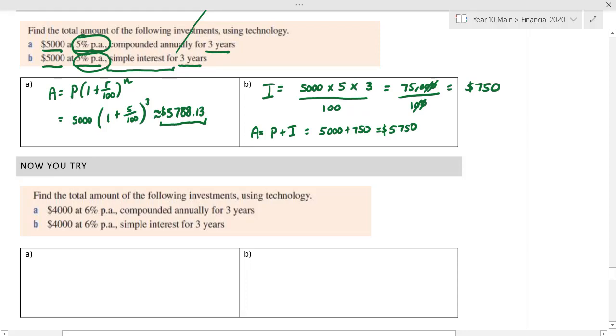I'll pause this, have a look up here, have a look for a similar question, and if you can, see if you can do this yourself. All right, pause it now, and I'll reveal my solution in a second.